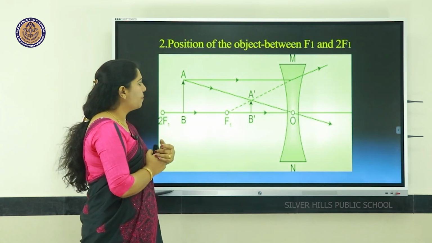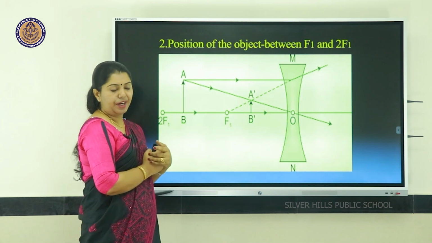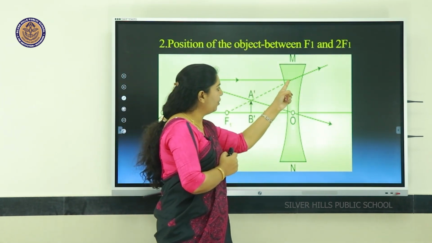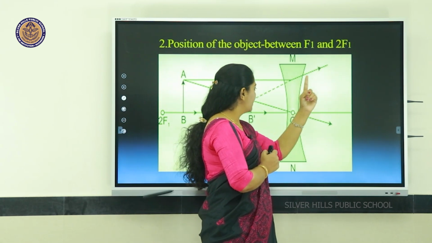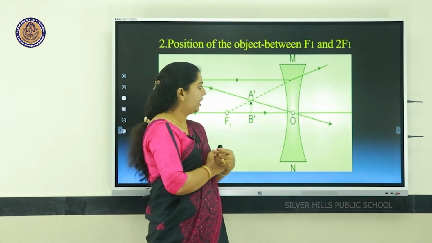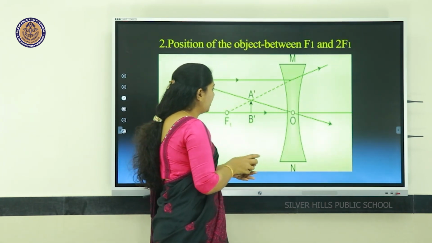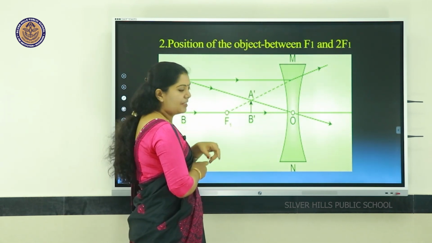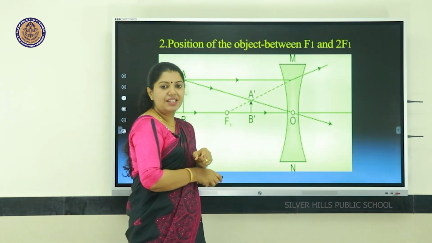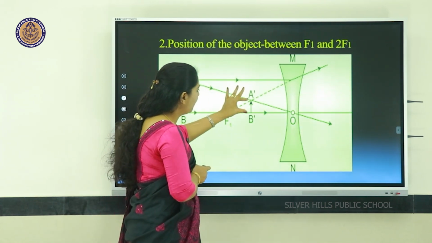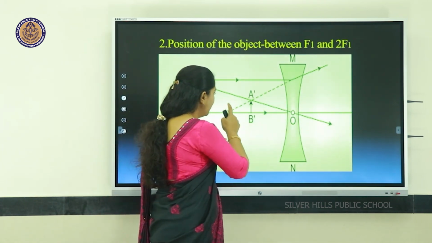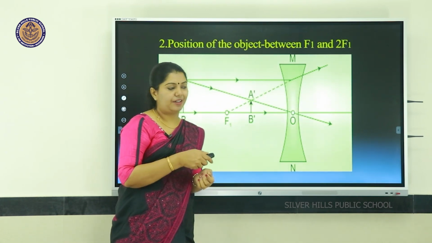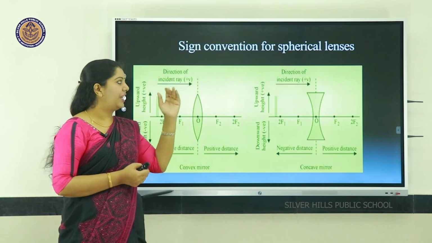Second one, position of the object between F1 and 2F1. Consider BA is the object. From the point A, a ray of light is incident on this concave lens and that ray refracts. Another ray of light passes through the optic center. If we extend both these refracted rays, they will meet at A dash. Draw a perpendicular line to the principal axis. This A dash B dash is the image, and you know the size of the image is small. The position of the image is between F1 and the optic center, and the nature of the image is virtual and erect.